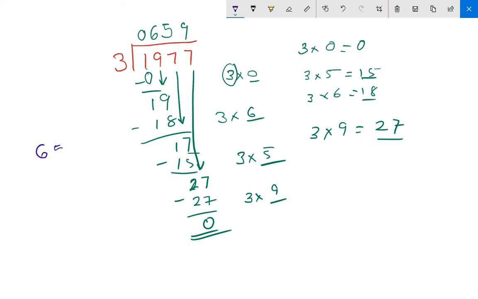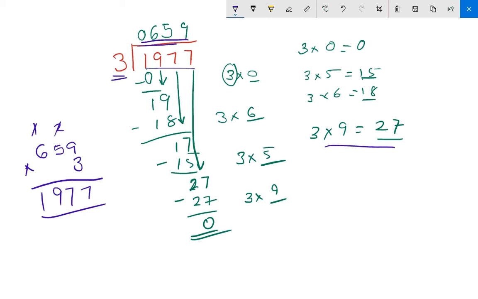Okay, so 659. This answer that I've just found, when I multiply it by 3, this outside the bus stop, should give me this number that's inside the bus stop. Okay, so 9 times 3, 27. 3 times 5, 15. 15 plus 2, 17. 3 times 6, 18. 18 plus 1, 19. 1977. Done.